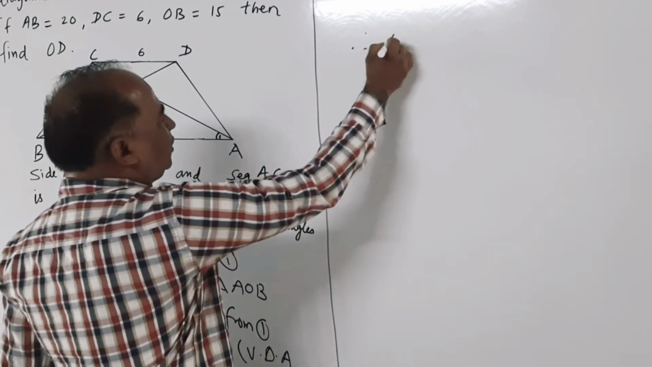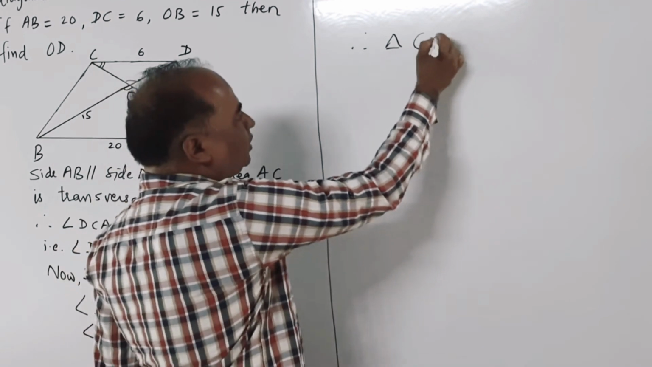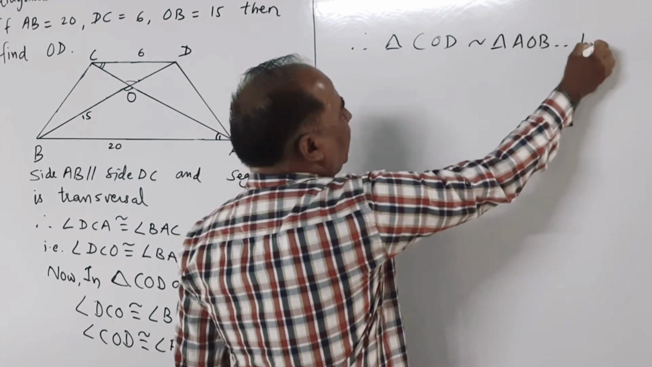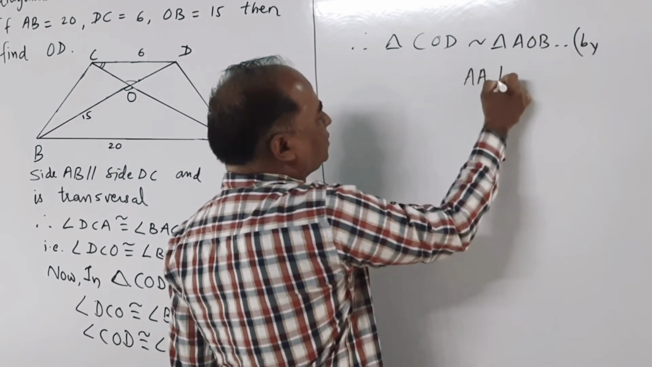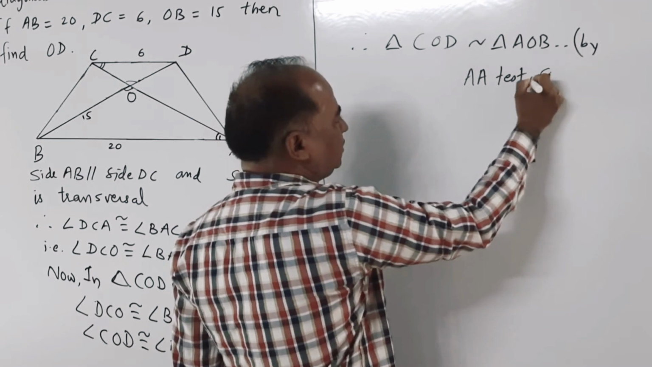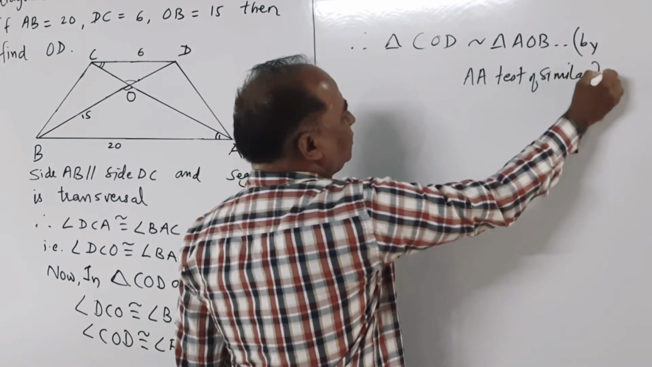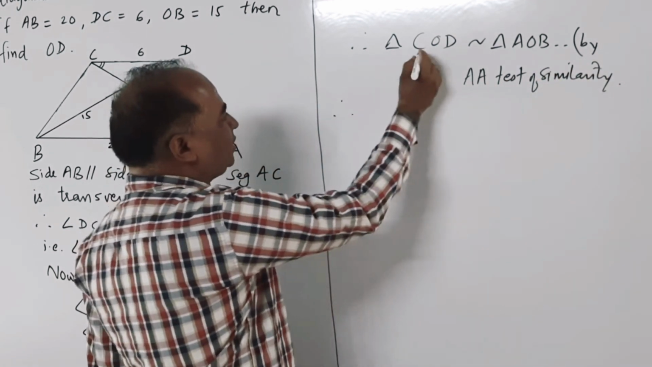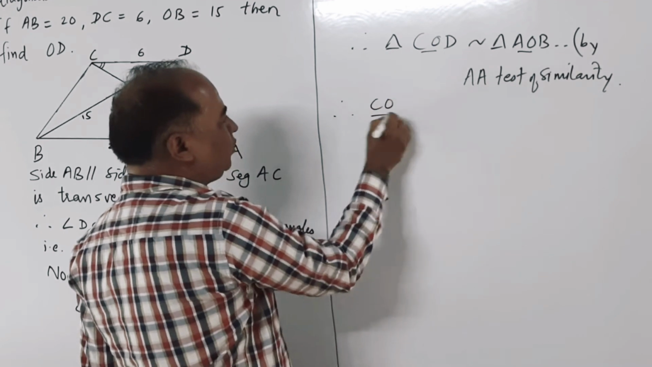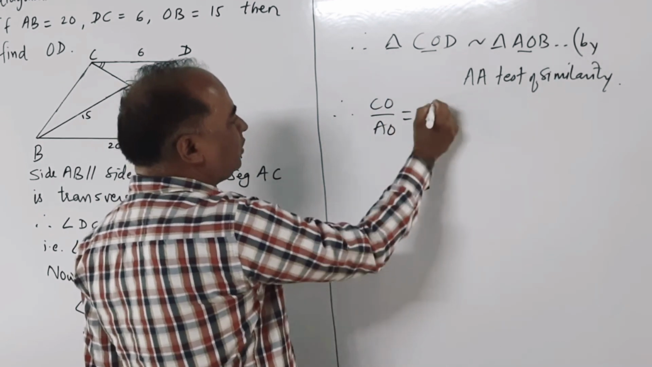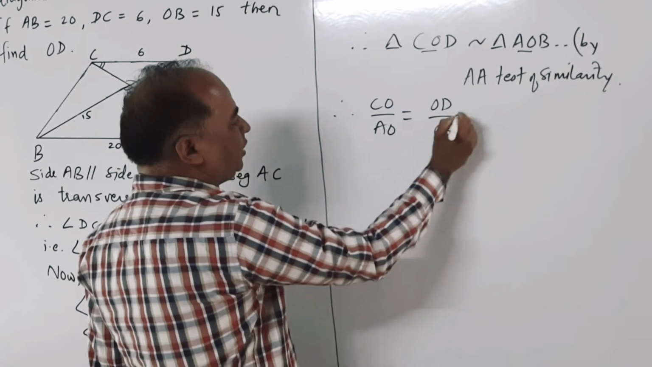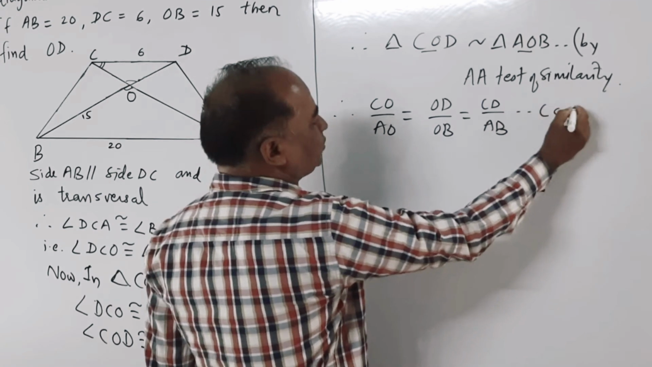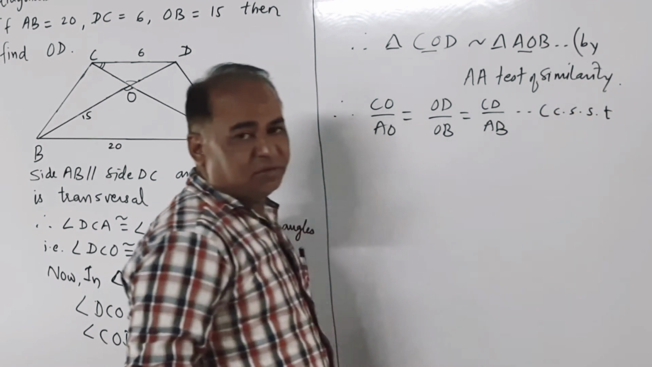Therefore triangle COD is similar to triangle AOB by AA test of similarity, angle test of similarity. Therefore the corresponding sides are in proportion. Therefore CO upon AO is equal to OD upon OB is equal to CD upon AB. That is, corresponding sides of similar triangles are in proportion.